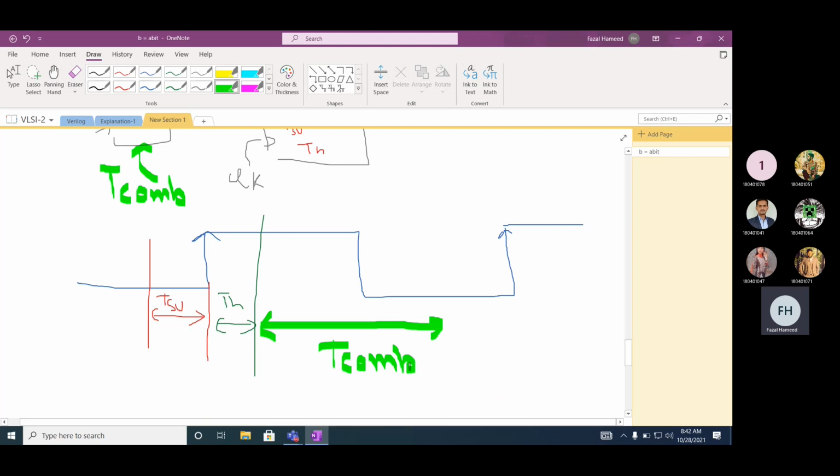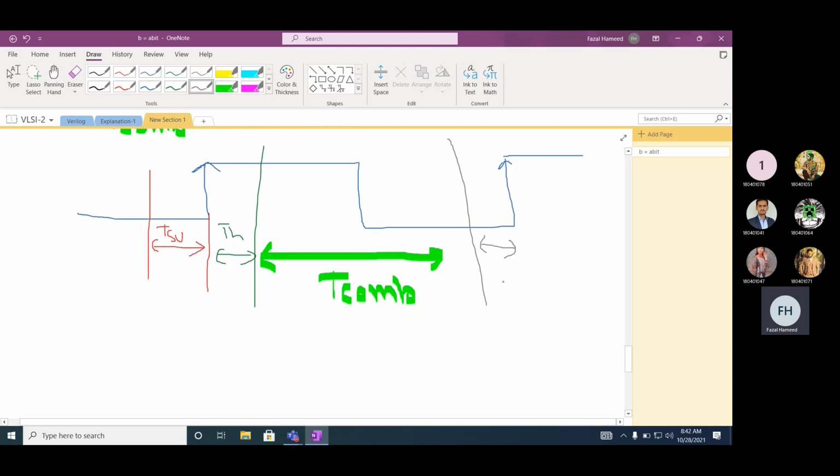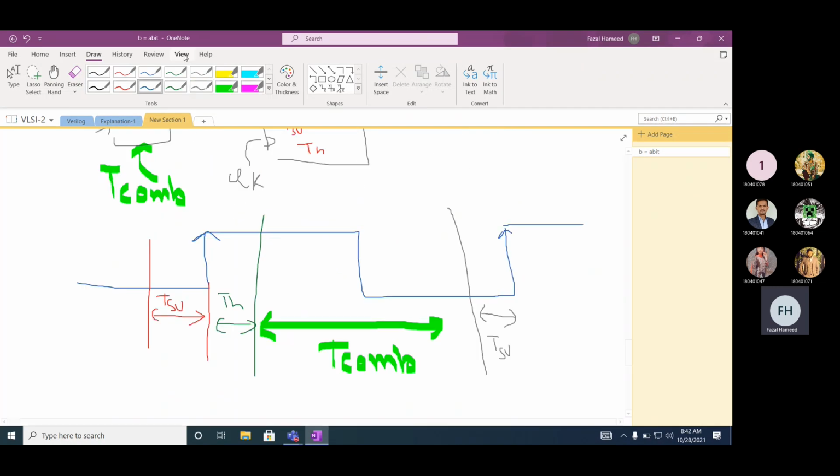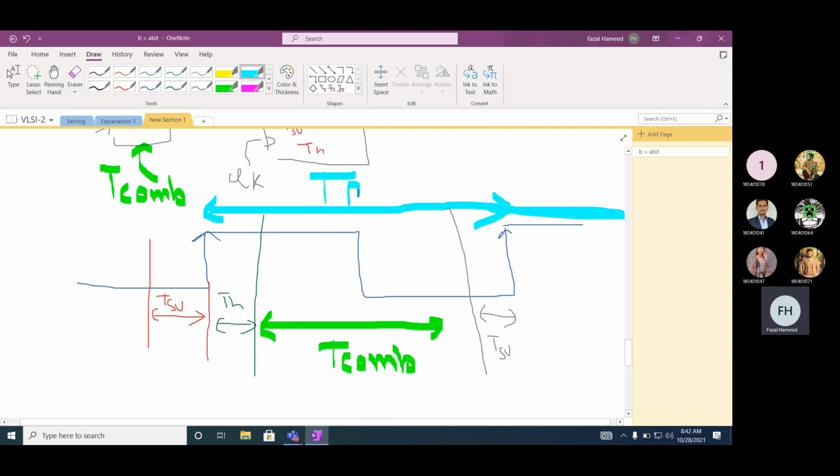The worst case delay of the combinational circuit must arrive before which time? Next what? No, next setup time, because this should be stable. Now this is the setup and hold time. So if you look at the period, what should the period be? Let's assume this is the clock period, T clock. How can we calculate the clock period?